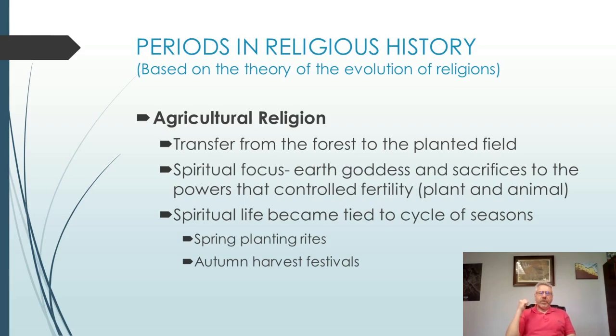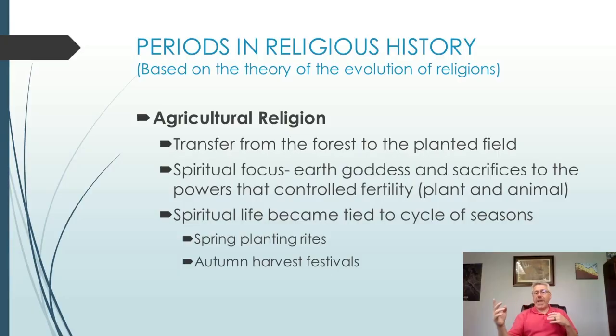Moving on from that to agricultural religion. The next phase of human development was when they moved from hunting and gathering to planting fields. And at that point, the focus of the religion shifted from the forest to the planted field. The spiritual focus became more of the earth goddess, and sacrifices to the powers that controlled fertility, the fertility of plants, the fertility of animals, and offering blood sacrifices or offering some of their harvest or whatever else to appease the spirits so that their next harvest would be plentiful.